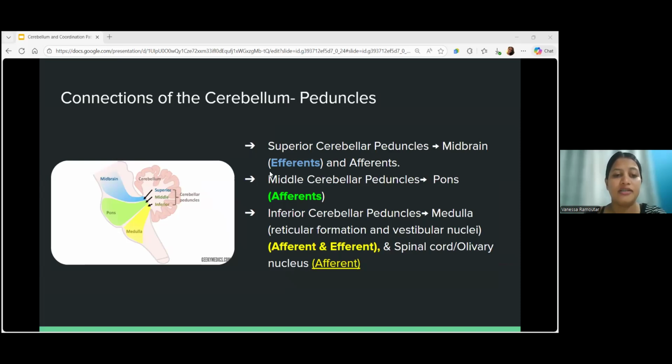The inferior cerebellar peduncle consists of afferent fibers to the cerebellum from the spinal cord, olivary nuclei in the reticular formation of the medulla, and the vestibular nuclei and nerve. It also has efferent fibers from the cerebellum to the medulla. That is the vestibular nuclei and the reticular formation.